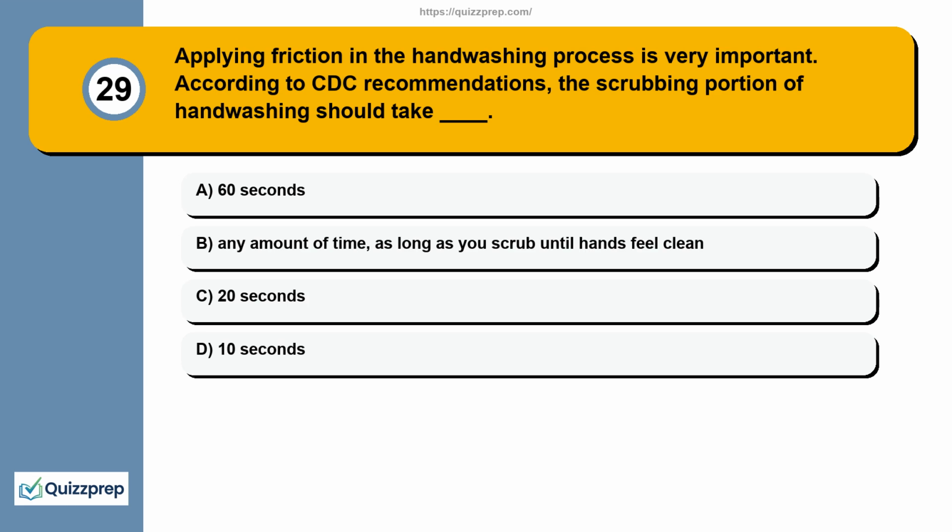Question 29. Applying friction in the hand-washing process is very important. According to CDC recommendations, the scrubbing portion of hand-washing should take 60 seconds, any amount of time as long as you scrub until hands feel clean, 20 seconds, 10 seconds.